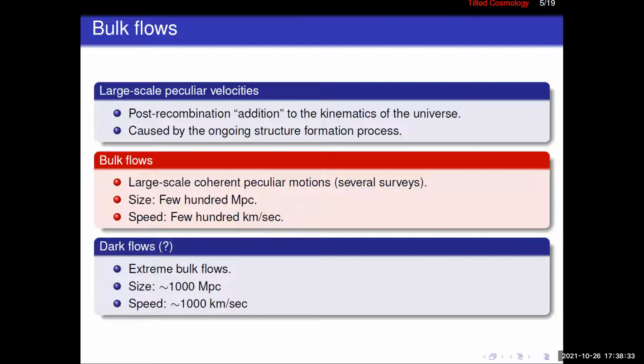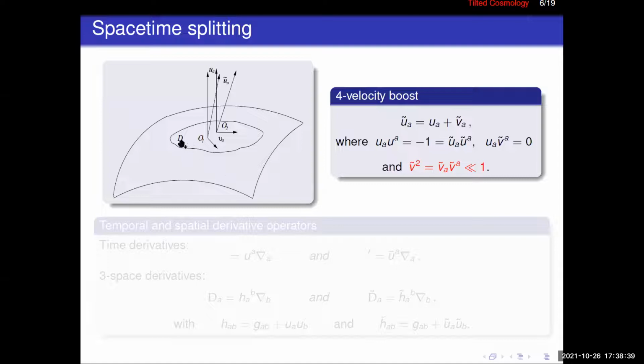So this is another diagram here. Region D here is the bulk flow, and there are two typical observers inside this bulk flow, and they have this peculiar velocity with respect to the Hubble expansion, identified with this u_a field. And when the peculiar velocities are non-relativistic, the relation between these three velocity fields is this simple, reduced Lorentz boost.